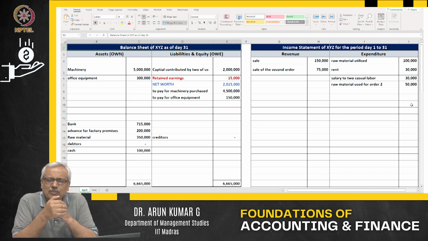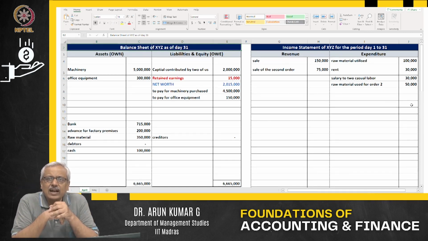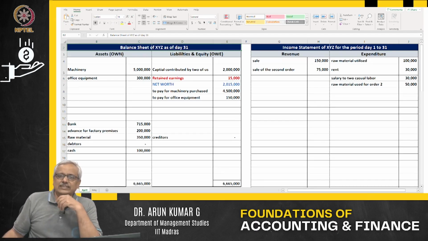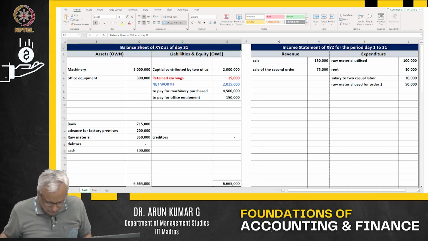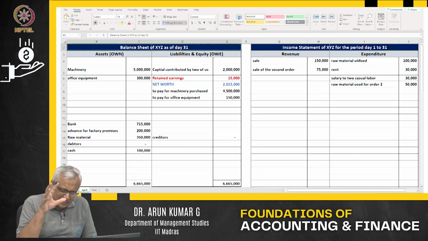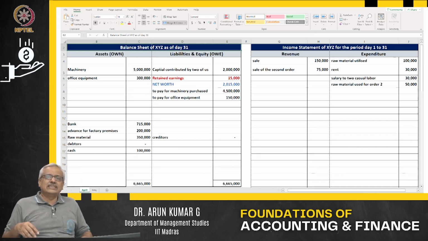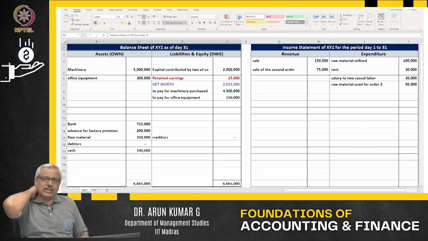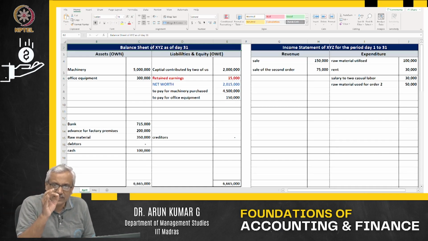So, in the last class, what happened? I just started picking up transactions left, right and center, and then started fitting them. There was no organized flow of the transactions per se, but generally it was more to give you an idea of how the transactions fit into what is called the balance sheet as well as the income statement. That is the basic core idea with which we started in the first class.